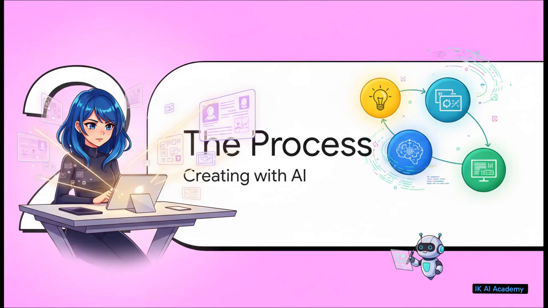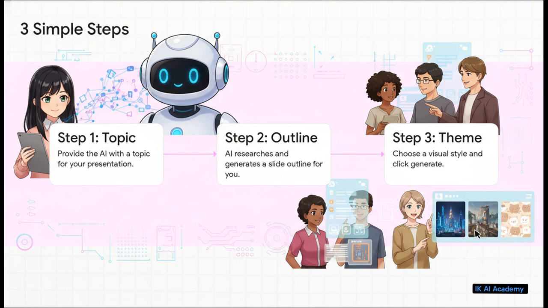And you know what the best part is? The process is so simple. You might think it's going to be complicated, but it's not. Let's just walk through the 3 super straightforward steps to get you from a blank page to a finished presentation in seconds. Okay, here it is. Step 1, you give the AI your topic. Step 2, the AI does its research and spits out a slide outline for you to look over. And step 3, you just pick a visual theme you like and click Generate. That's it. The AI handles all the heavy lifting.